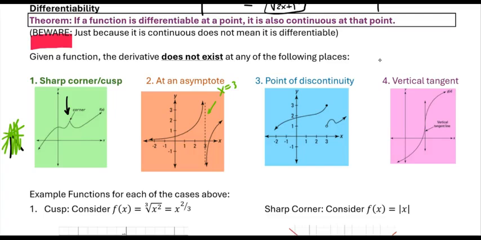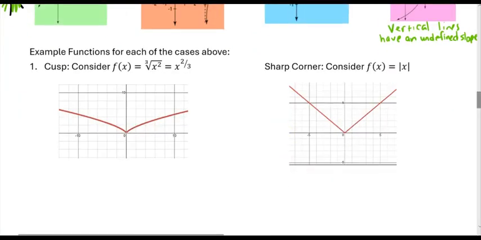The last one is if we have a vertical tangent line. If there's a point on the graph where a tangent line you drew is completely vertical, that's because vertical lines have an undefined slope. The reason it's undefined is because you're dividing by 0. If you think of your rise over run, it's all rise. It's straight up and down, but no run. You're dividing by 0, and that is undefined, so it doesn't have a derivative there. So those are your 4 issues: sharp corner, asymptote, point of discontinuity, like a jump discontinuity for example, or a vertical tangent. All right, so here are some examples to think about.